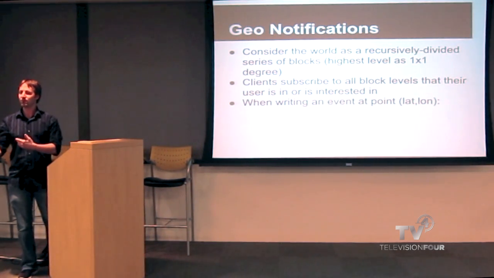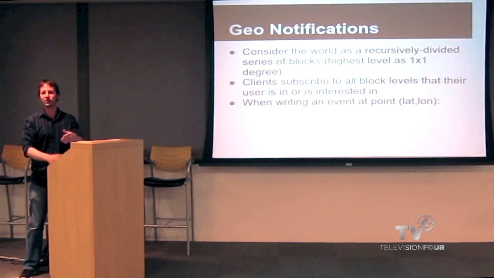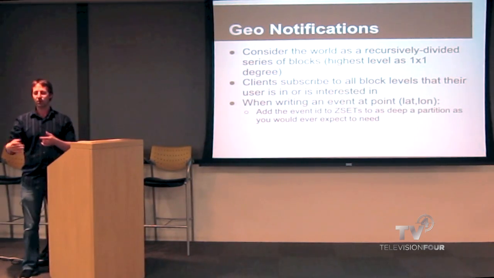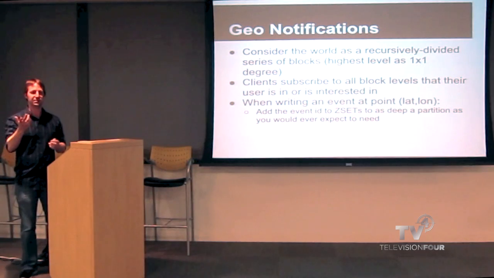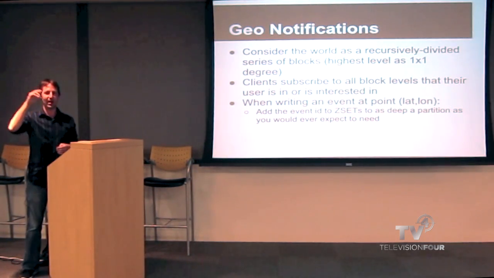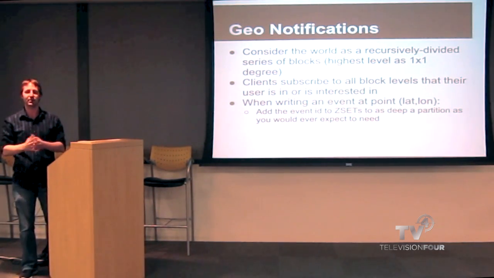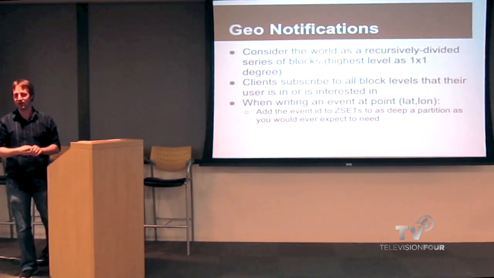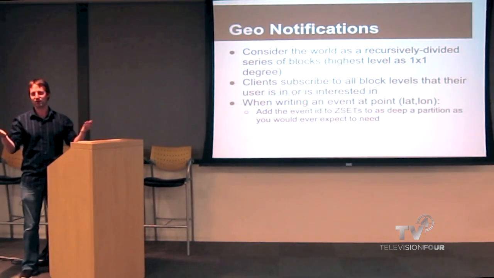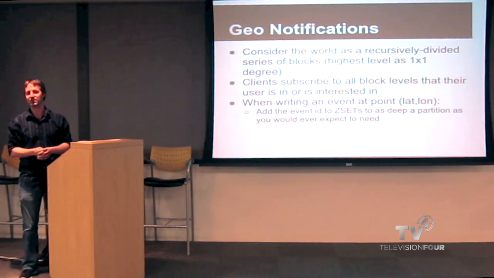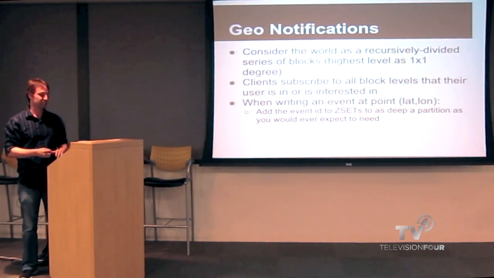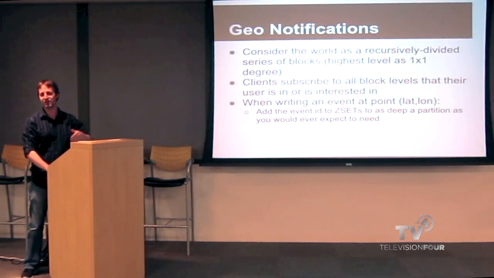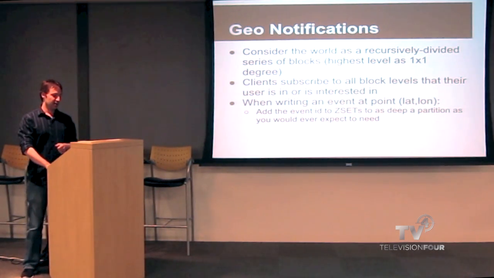At any time you have an event that's written to a point in the real space that you're mapping to, you first add the event ID to a Z-set in as deep of a partition as you would ever expect. When I was answering this particular question, I said 12 levels deep. 12 levels deep, if you're dividing by half, gets you about 30 meters of resolution, which isn't bad. You write to 12 Z-sets on your way down.